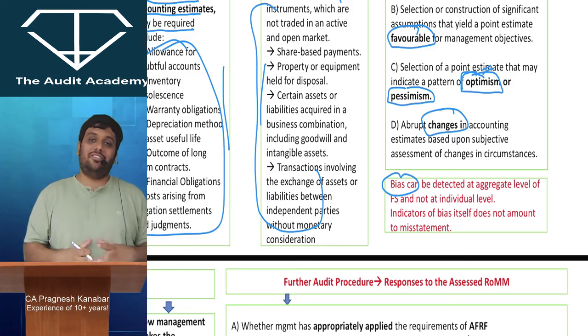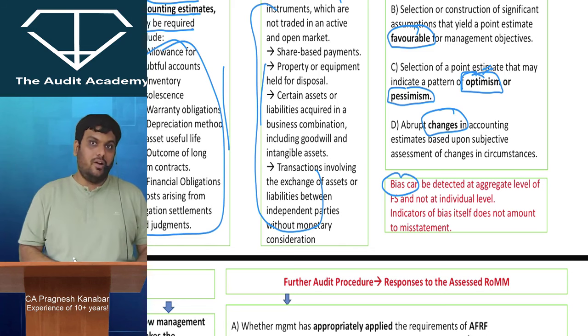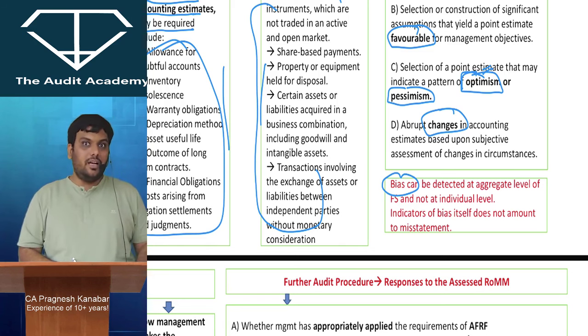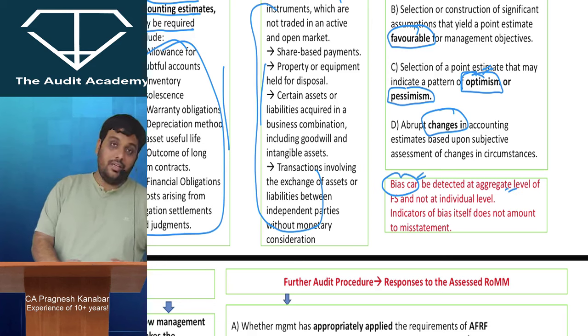I'm taking too much effort for that. However, if I see this mark sheet, then I can understand, looking at the aggregate level, that you have turned out to be biased. You are not focused on my subject. So bias can be detected at aggregate level and not at individual level.